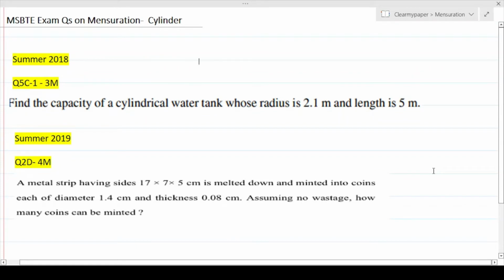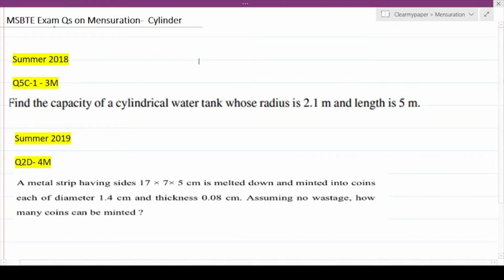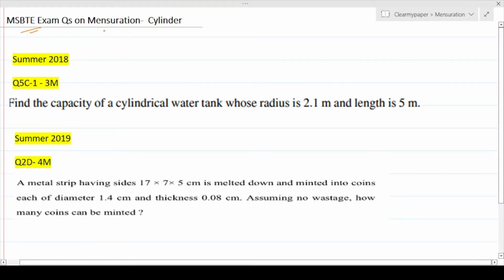So let's solve a couple of questions from the MSBTE exam on mensuration, specifically on cylinders. We are going to take two problems: one from summer 2018, which is a straightforward problem for 3 marks, with no major hiccups, and another slightly twisty problem from summer 2019, question number 2D for 4 marks. This is a very twisty problem, so we have to read it twice to see what they're asking.